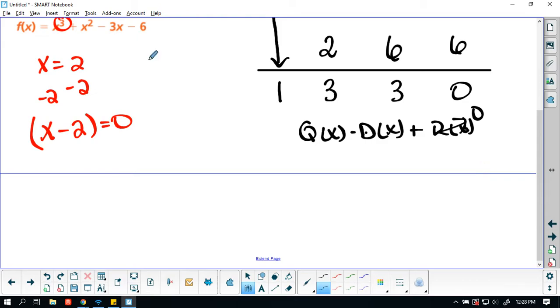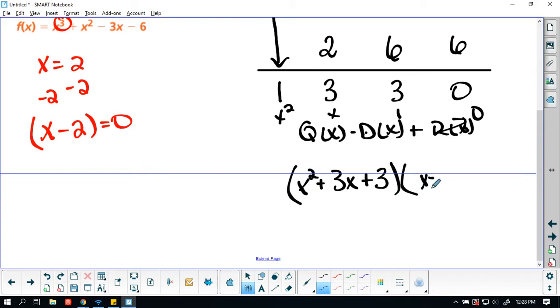All right, so q of x, this is 1x squared. So I'm going to do 3 times 1, which is 3. 3 times x, which is 3x. And 1 times x squared, which is just going to be x squared. And then x minus 2.